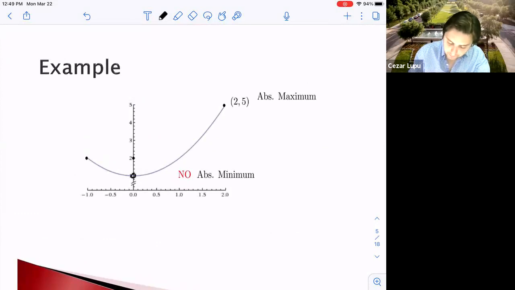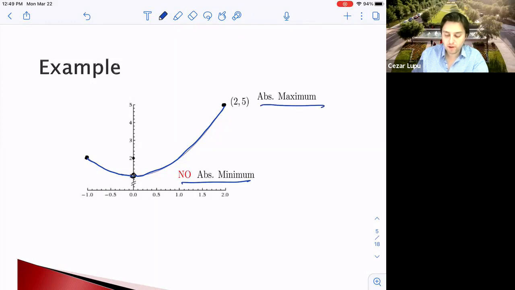Here the graph contains these 2 points. And now between them, the graph is this guy here, right? It goes all the way to the point of coordinates 2, 5. So now if you look here, I have a hole. So this means that this function has no absolute minimum, but it does have an absolute maximum, and it's right here, right?